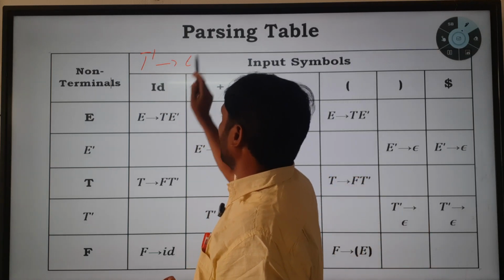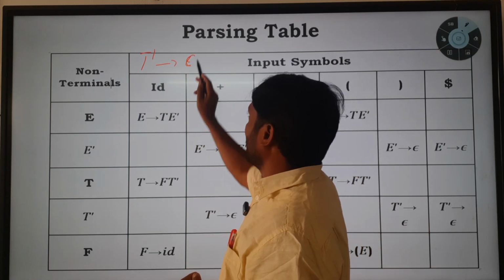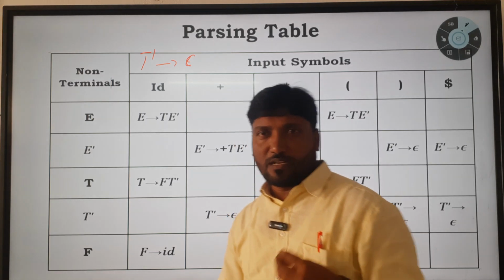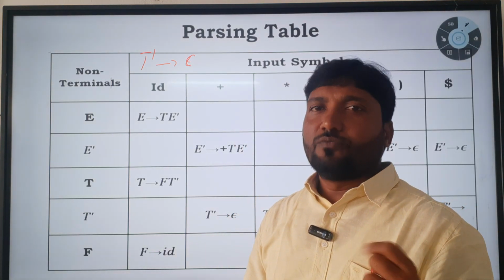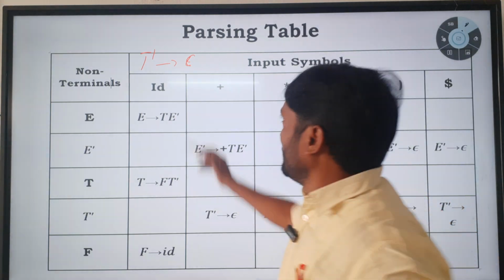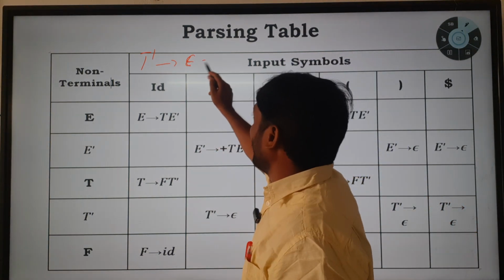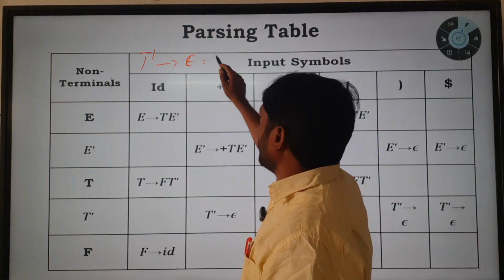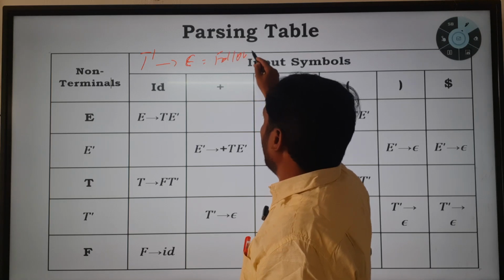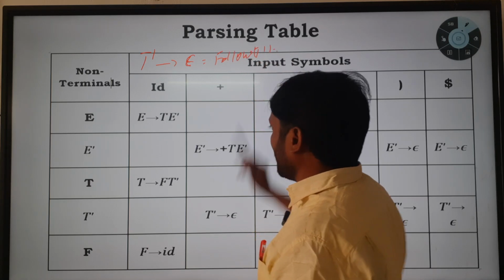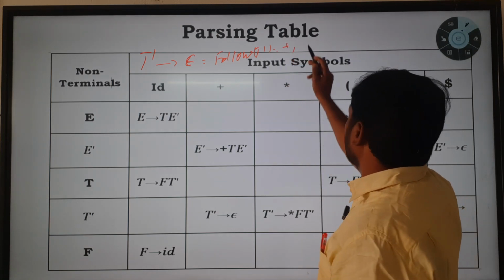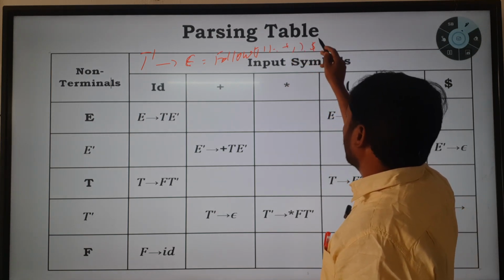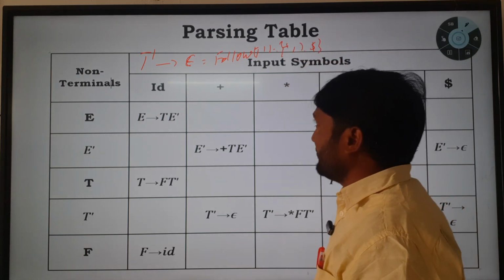derives epsilon. So, now we already know the second rule. What is the second rule? If there is an epsilon in first of alpha, then take the follow of T'. So, there is an epsilon here. Now, we will consider what is the follow of T'. What are the follow of T' here? That is plus and close bracket and dollar. These are the follow of T'.